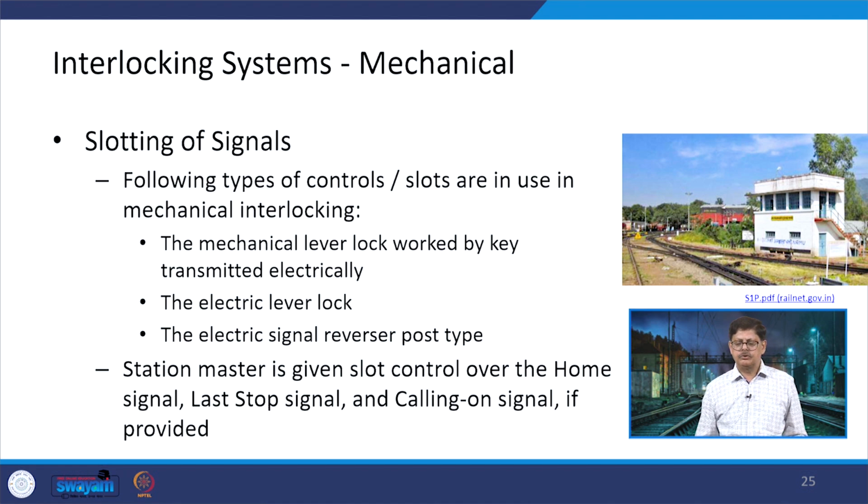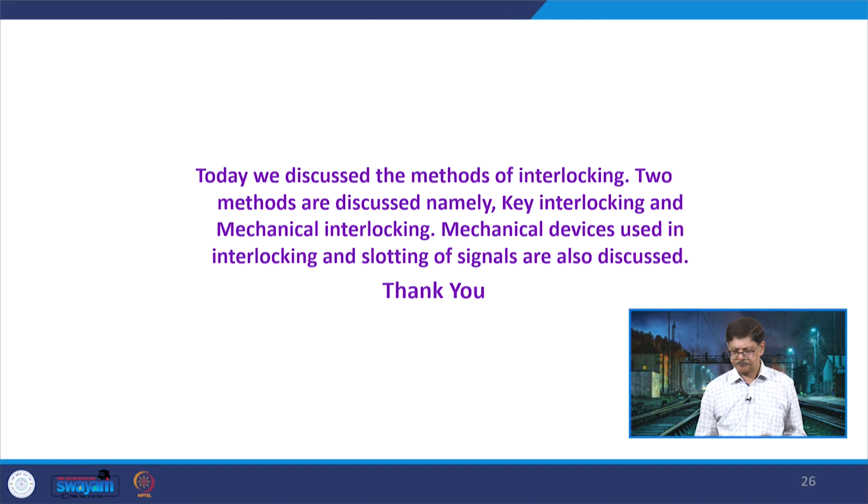Now, the following types of controller slots are in use on the mechanical interlocking: the mechanical lever worked by the key which is transmitted electrically, or the electric lever lock, or the electric signal reverse post type. So, these three different types of systems are there, but we are not going into the details of these systems here. We just need to understand what the various systems are. Then the station master is given the slot control over the home signal, last stop signal and calling on signal if it is being provided. So, who is going to have the authority? This is fixed. Accordingly, the operations will be done.